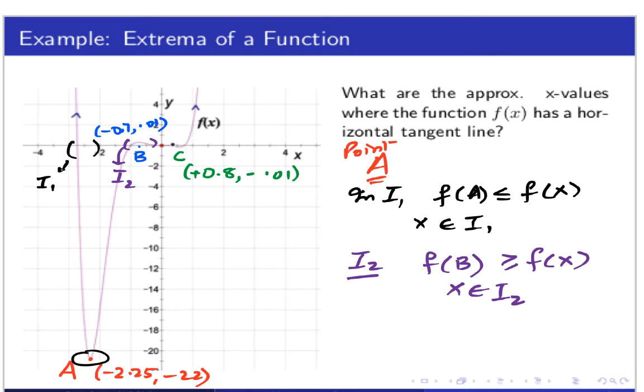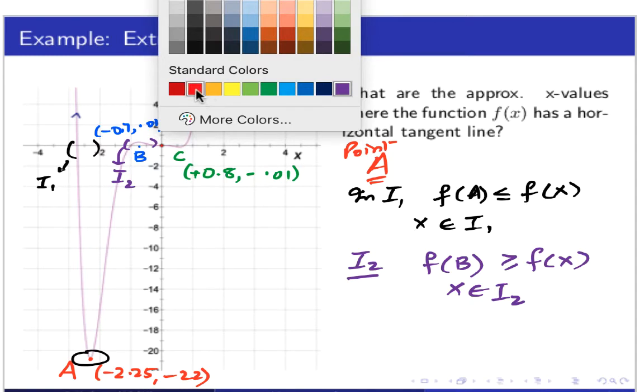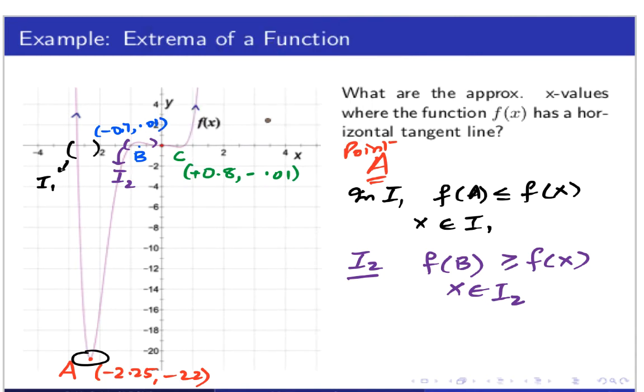Now let's look at a very small interval. Let's pick up another color. We've used blue, green. What other colors do you want? Let's say a little darker orange here.